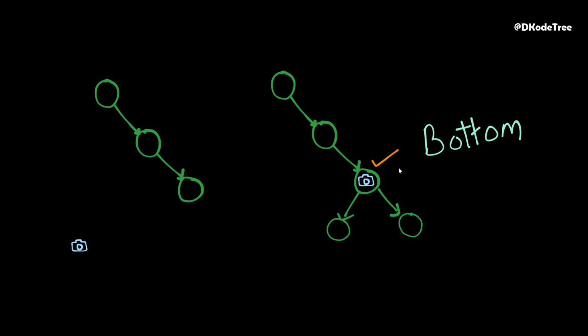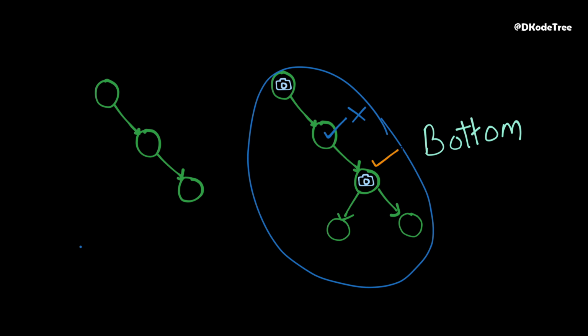After placing the camera at this node, we can see that its parent, this node, is already covered. So we don't need to place any camera here, and we can move upward to the root node, which is not covered, and place a camera there. So in only two cameras we can easily cover the entire tree.